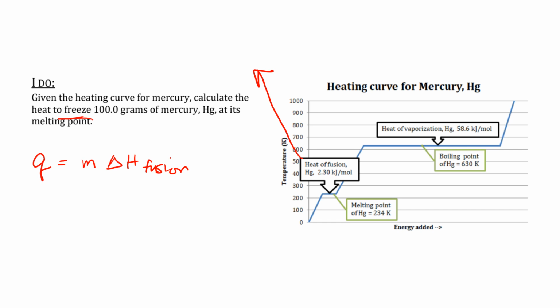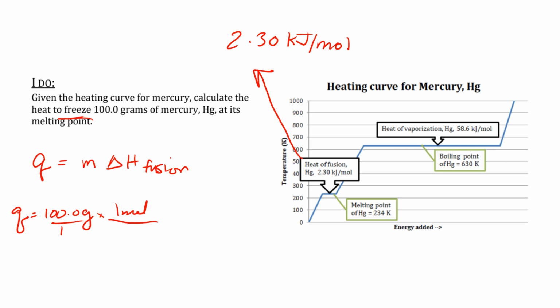Notice how it gives us 2.30 kilojoules per mole. What does that mean exactly? You're going to have to convert. Q equals your mass, 100 grams, times 1 mole over the molar mass of mercury, which is 200.59 grams. That gives me my moles.